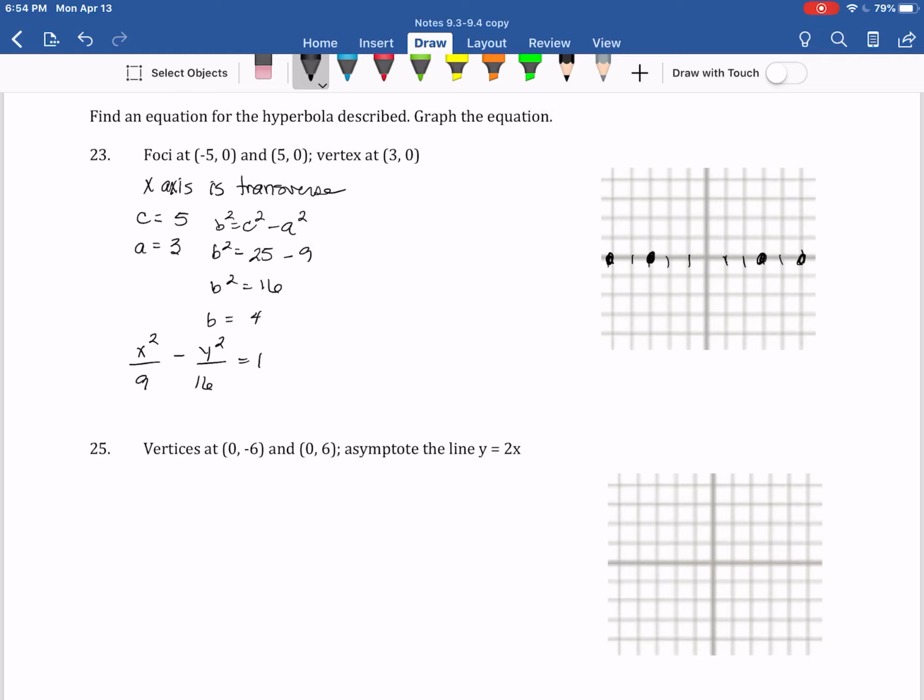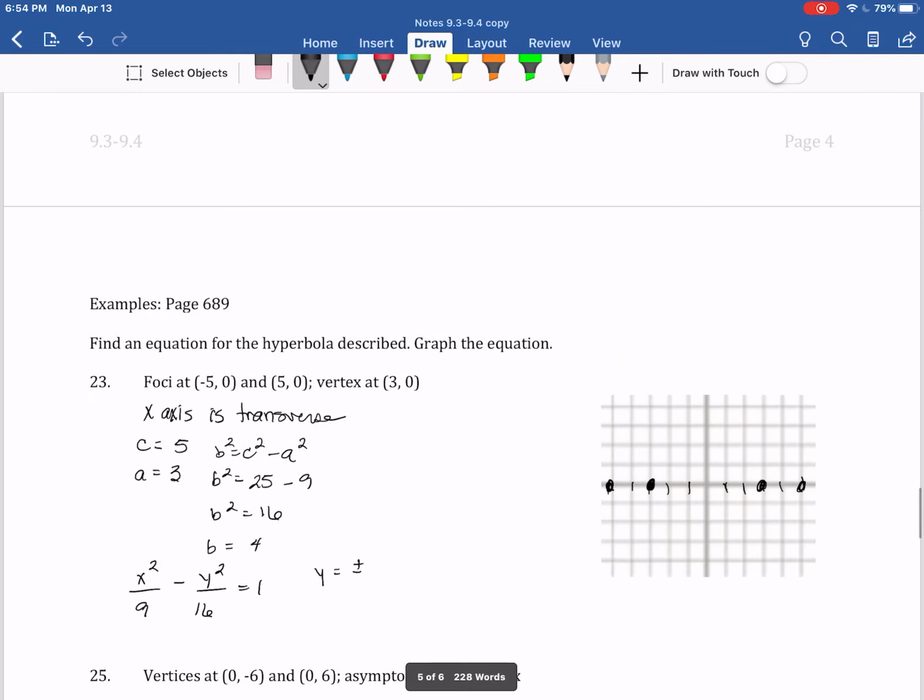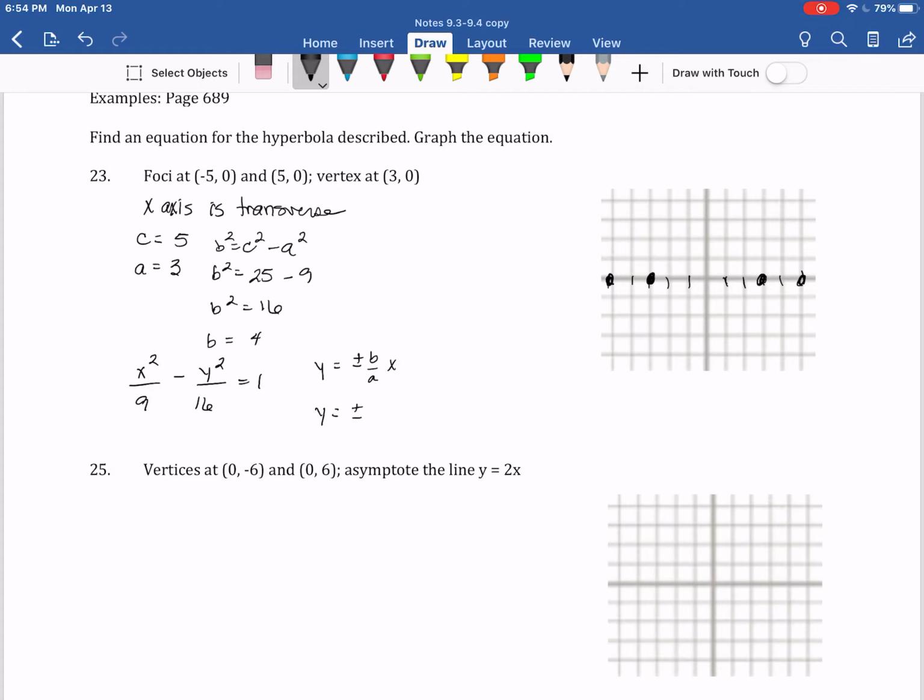We also need to know the equations of the asymptotes. So the general form for the asymptotes is y equals plus or minus, and then you can double check your formula sheet, b over a times x. And so we found b and we found a. So this is going to be 4 divided by 3 x. So 4/3 x gives you your asymptotes. One again is positive slope, one's a negative slope. So the asymptote rather crosses through the origin. The slope is 4 over 3. That's a rise over a run, and that's a point. There's a point.